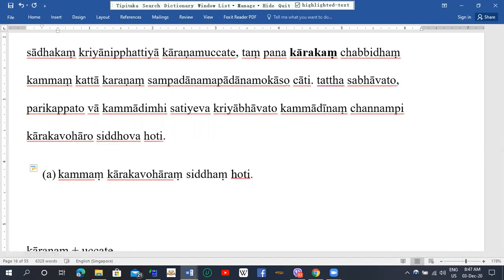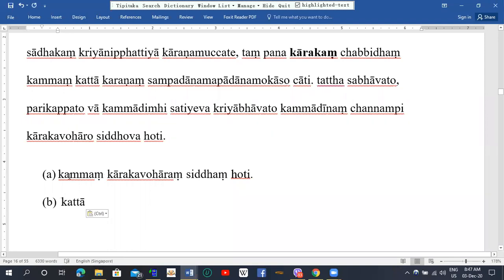Okay, kaman karga oharan seitan hoti, you should understand like this. Kata karaka. Karga oharo seito hoti. Okay, you should understand like this. Kaman karga oharan seitan hoti. Kata karga oharo seito hoti.